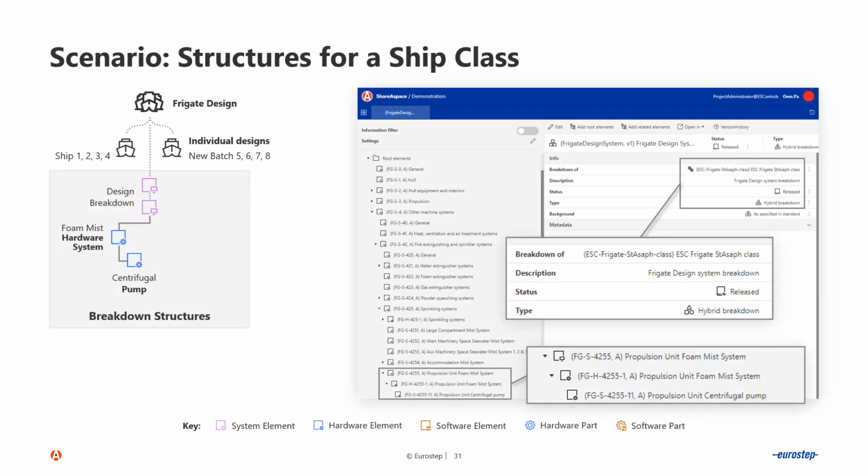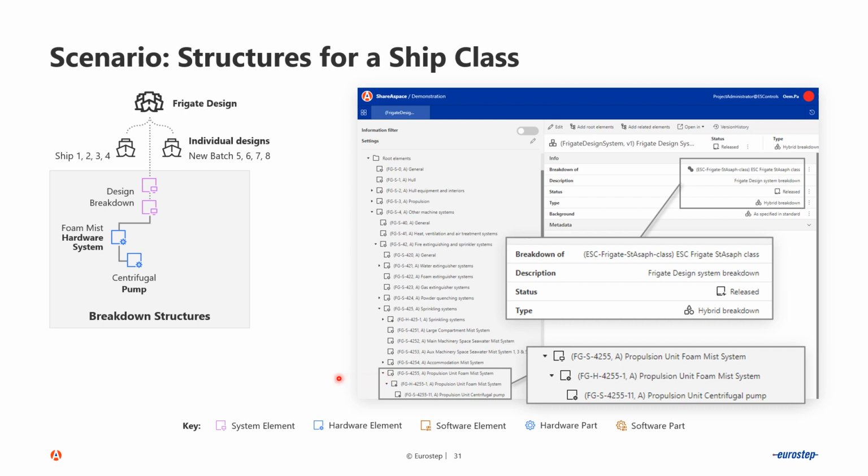So first we're going to look at the structure of the ship class. We're looking at the top level frigate design system, and you can see that it is a breakdown of a class, and it's a hybrid breakdown, and it's released. For this demonstration we're just going to be concentrating on this breakdown and on the foam mist system within that breakdown, which contains the problem pump.